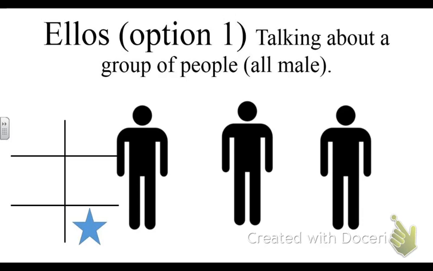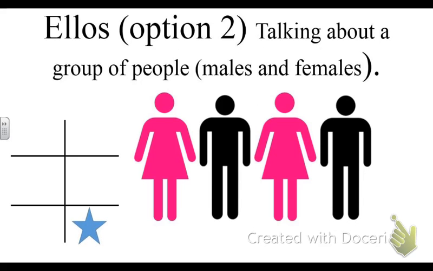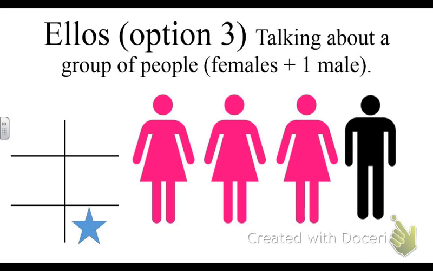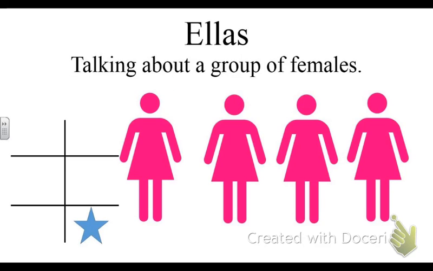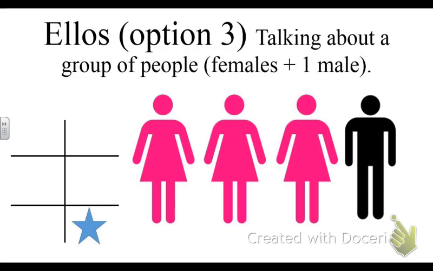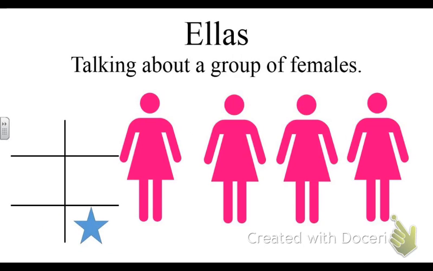Ellos, you're talking about a group of people, all male, option 1. Ellos, option 2, talking about a group of people, males and females. Option 3, ellos, even if there's all girls and only one boy, it goes to the masculine form for ellos. You're talking about this group of people. The time you would use ellas is if you are talking about a group of females. Notice that all of these ellos and ellas are in that bottom right-hand box.